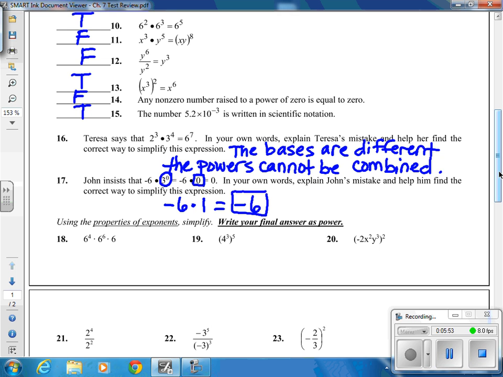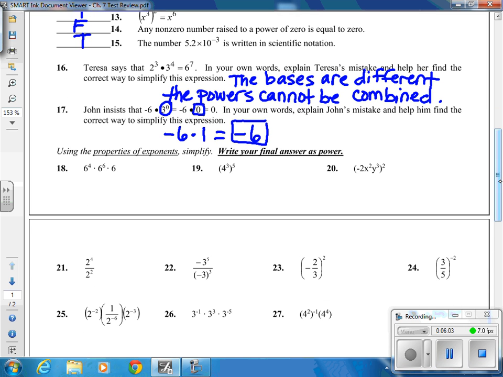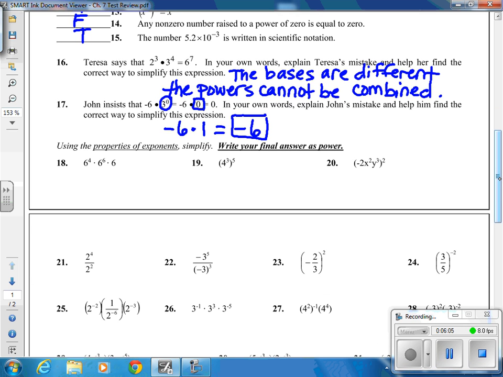All right, for the next several problems, the directions are going to be to use your properties and simplify. And notice it says to write your final answer as a power. You do not evaluate unless it's in the coefficient spot or unless it's in the fraction spot. Okay, so looking at number 18, all of these have a base of 6, so we're going to combine them all together. We have 4 plus 6, plus remember there's an invisible 1 right there, so this becomes 6 to the 11th power. Okay, for number 19, this is showing your power of a power property.